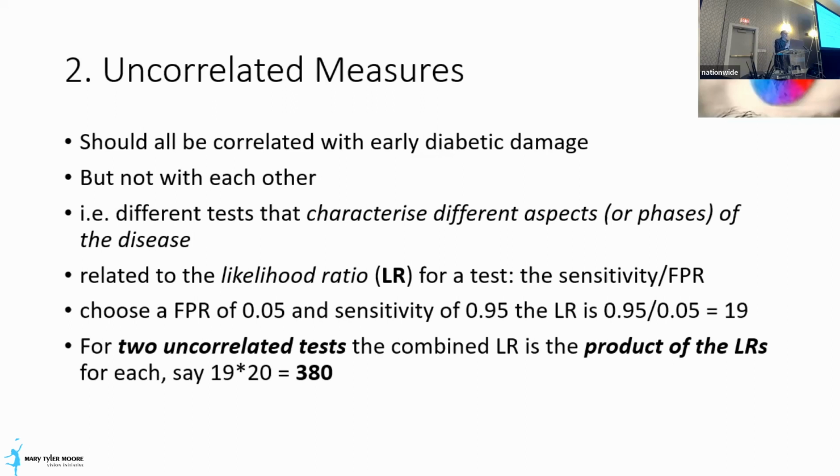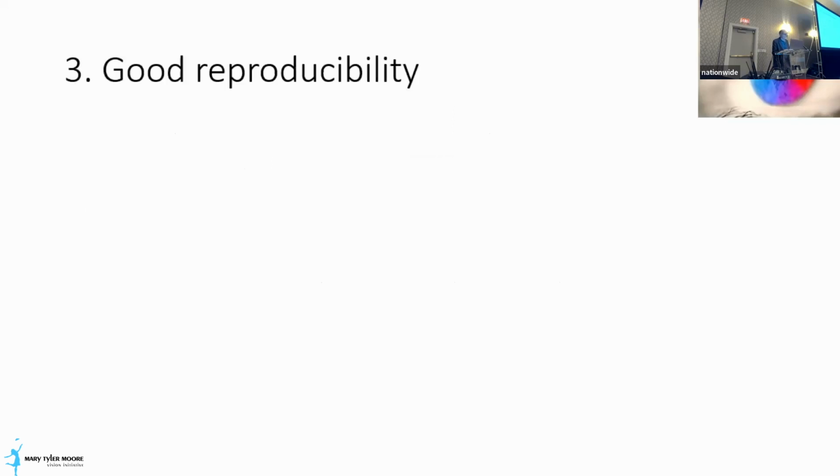If you've got 2 tests that are perfectly uncorrelated with each other, but are correlated with the disease, your surety of diagnosis goes from 1 part in 18 to 1 part in 400. This is a very important concept. Of course, most measures are somewhat correlated, but that's just showing you in the limit.